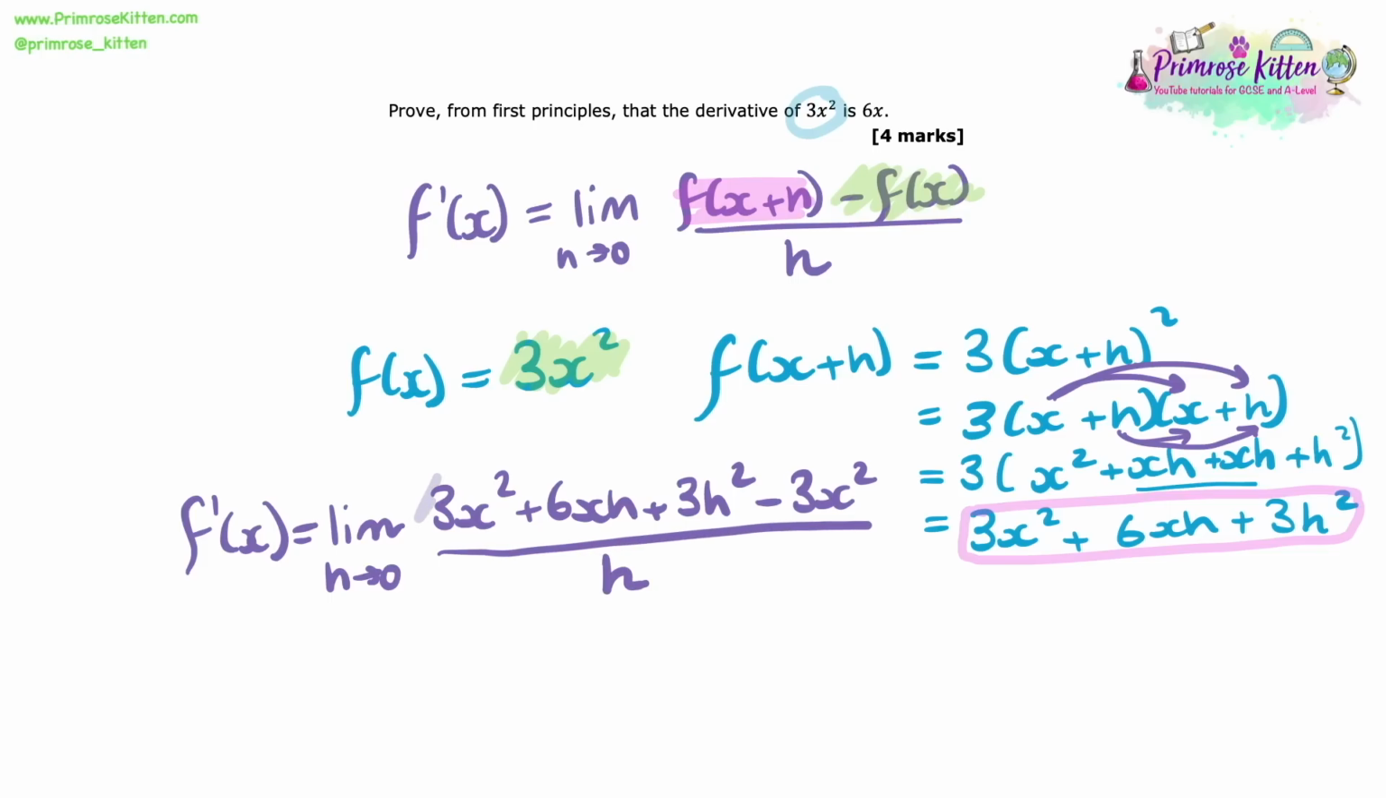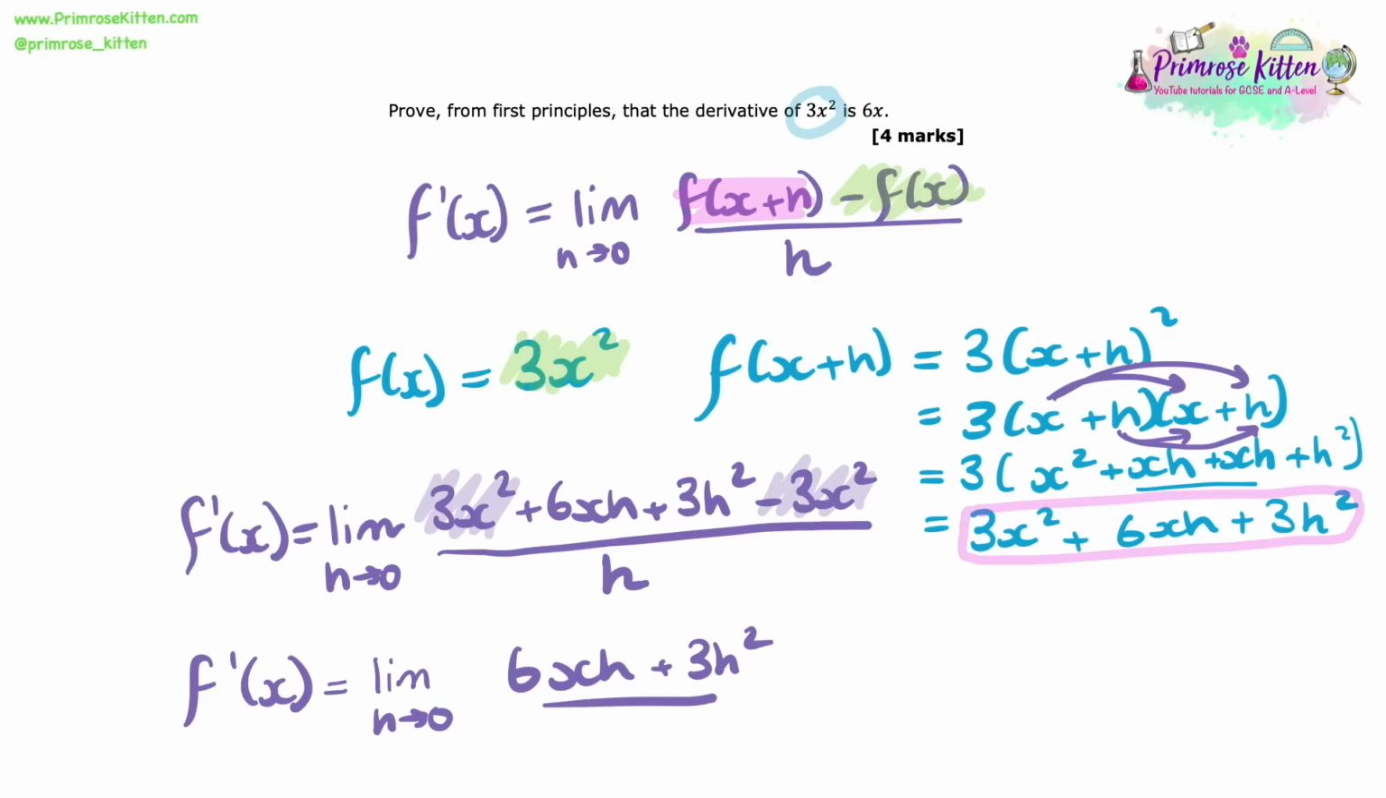So now looking at this, I can simplify. I've got 3x squared minus 3x squared. They're going to cancel away then. So rewriting this, I have f dash x equals, in the limit where h tends to 0, 6xh plus 3h squared all over h. Let's divide through by that h then, and that gives me, in the limit where h tends to 0 again, just 6x plus 3h.